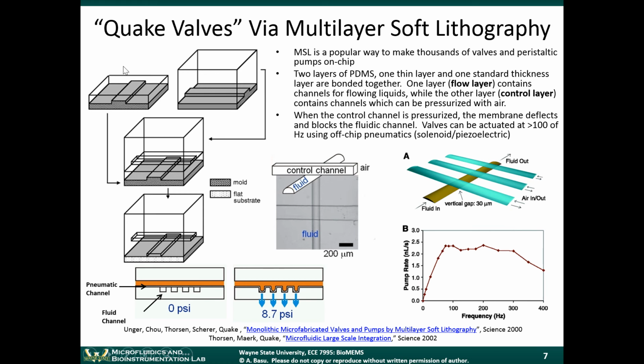So he came up with a way to create valves in microfluidic chips. And the way that he did it is by using multi-layer soft lithography. The multi-layer soft lithography includes two layers of PDMS, one thin layer and then one standard thickness layer. They're bonded together.